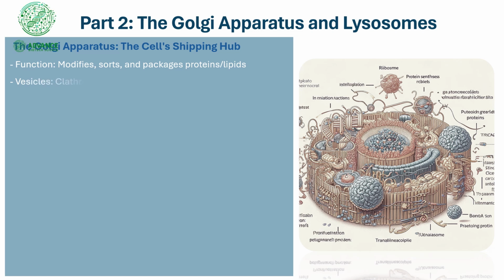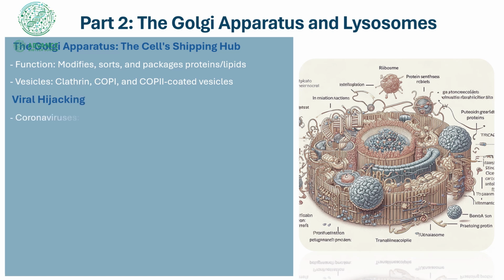Vesicular transport. The Golgi sorts cargo into vesicles for delivery to their final destinations. Clathrin-coated vesicles head for endosomes and lysosomes. COPI-coated vesicles carry retrograde transport from Golgi to ER. COPII-coated vesicles carry forward transport from ER to Golgi.